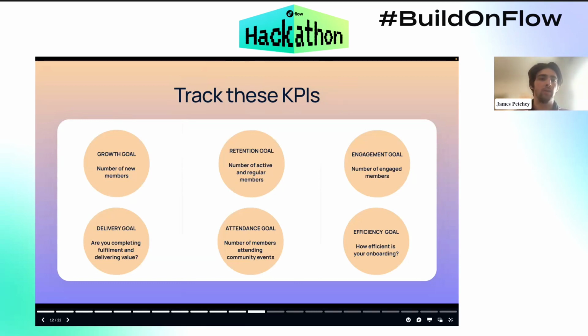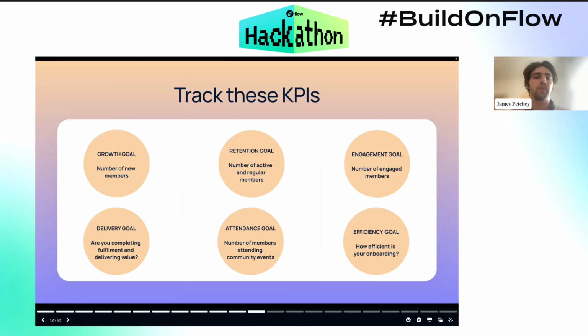As part of this presentation, we've bucketed KPIs into 6 different categories, and we track metrics across all of these categories for Flowverse. So the 6 categories: growth, retention, engagement, delivery, attendance, and efficiency. I'll quickly go into each of these as well as example metrics that we use. But again, depending on the community that you're building, you may be tracking different metrics, but likely they'll still be in these buckets because these are things that are common to most communities.